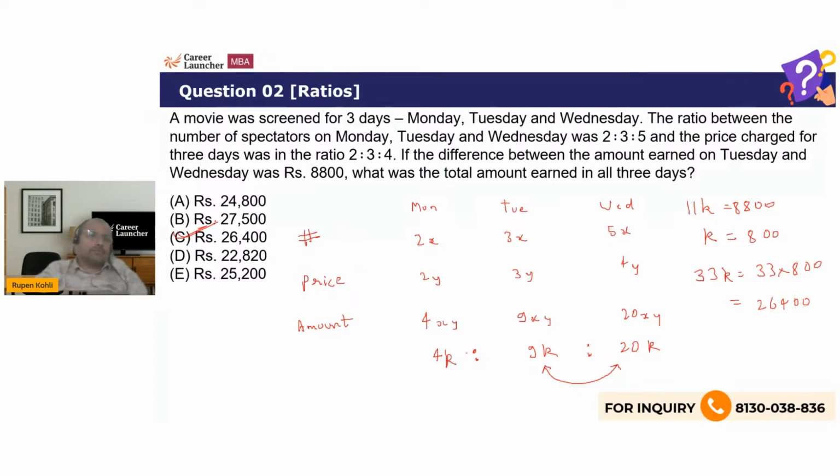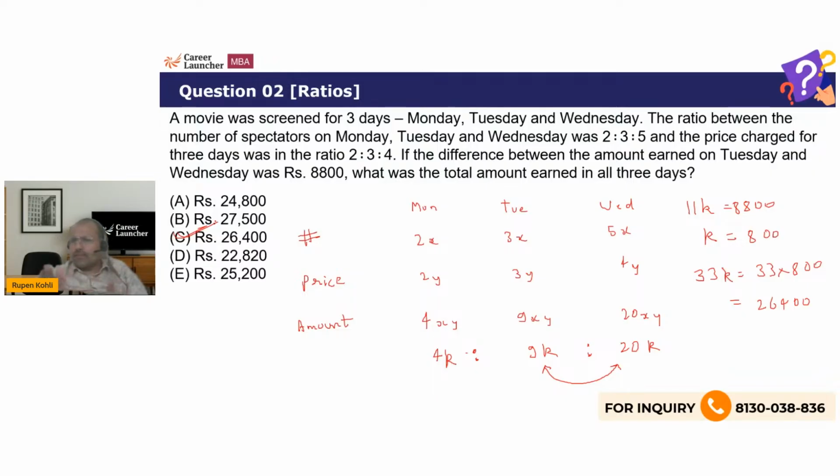So, this is the kind of thing that will come, and you have to be alert about what the question demands from us, right? That's how quickly you recognize that, right?